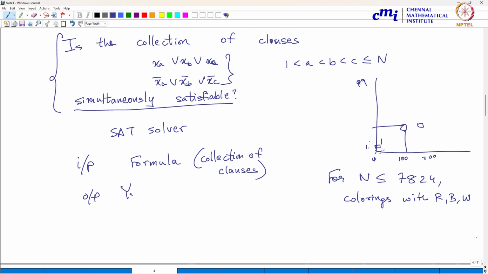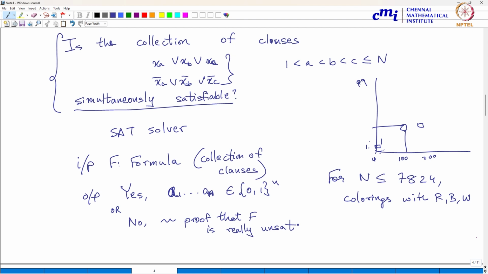So either it says yes, and then it gives an assignment. Let's say it gives A1 to AN. If there are n variables, then it gives this assignment, and then the verifier can just plug in that assignment and check that all the clauses are satisfied. Or the SAT solver will say no, and then in some form it should give a proof that there is no satisfying assignment. 200 terabytes is for that particular question, but in general it could be smaller, it could be bigger. So, a proof that F is really unsatisfiable.